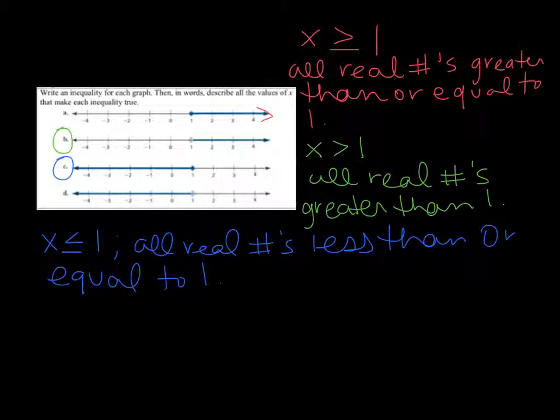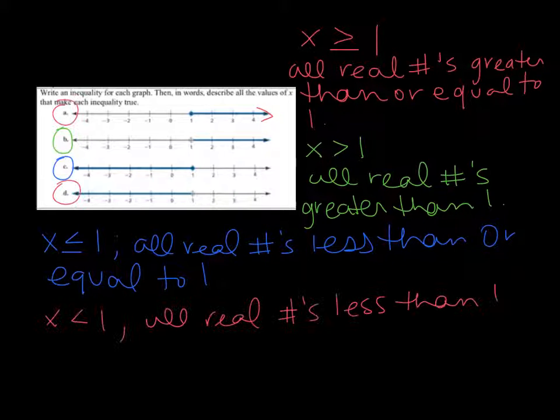Okay, why don't you pause and see if you can do D. So once again, D was very similar to C, and that means that my boundary was still 1, but this time it doesn't include it because it's the open circle, so I know that X was less than 1, which would be all real numbers less than 1.